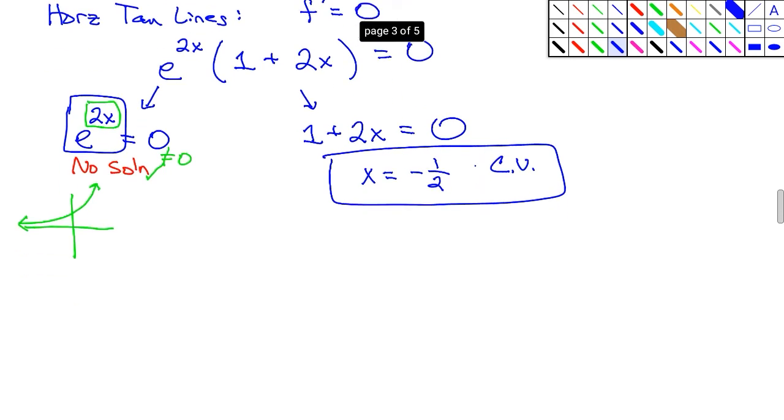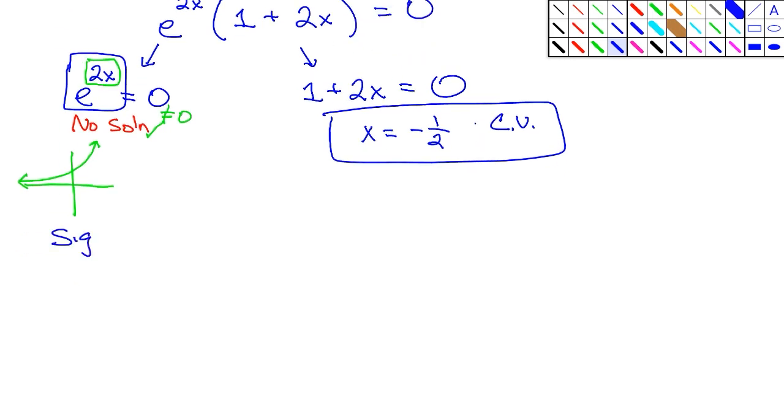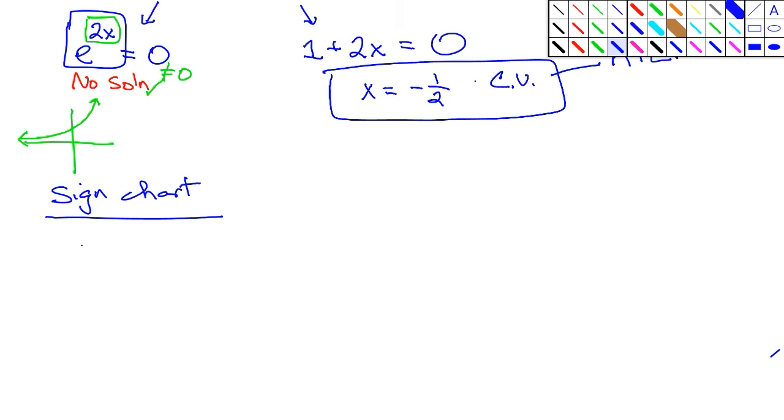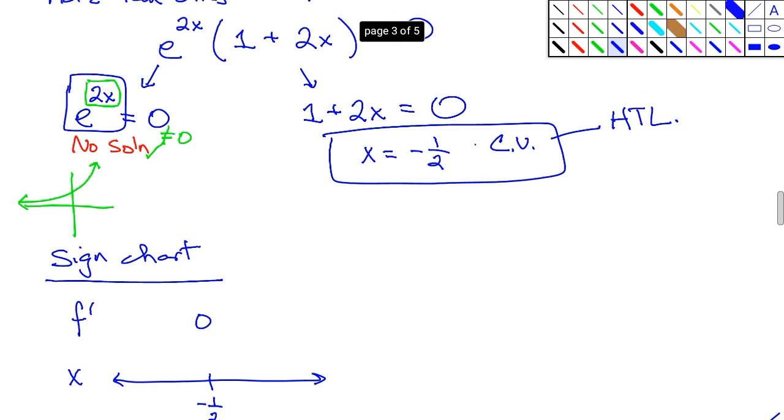And now we want to do a sign chart. And also, since this is the only critical value, we can find an absolute max or min, but also this was the horizontal tangent line position. Just to make sure that's clear. All right, let's do the derivative sign chart. So we have negative 1/2. That was a 0. And now my derivative was e to the 2x times 1 plus 2x.